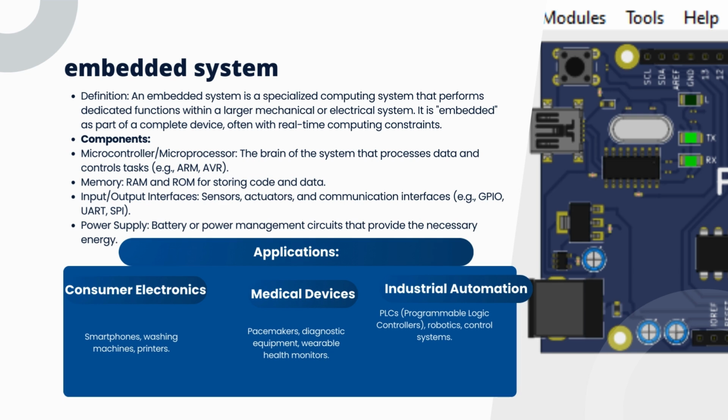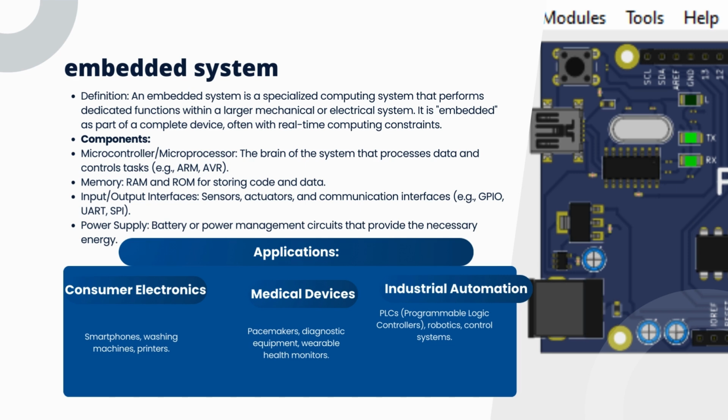So we have the different components of an embedded system, like the microcontroller as the brain of the system that processes the data and controls the task. Also we have memory like RAM and ROM for storing code and data. Also we have the input and output interfaces, which are mostly sensors, actuators, and communication interfaces like UART, SPI, and GPIO. As a system, it must have a power supply. We can use a battery or power management circuit that provides the necessary energy.